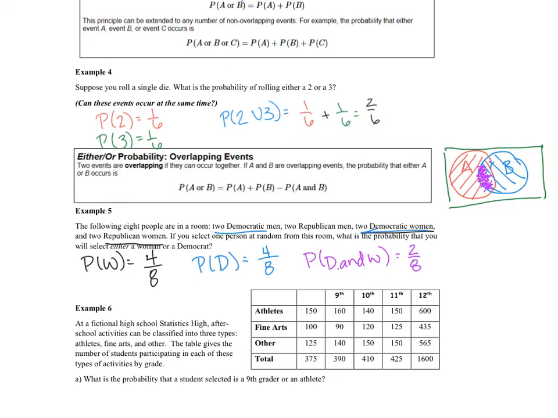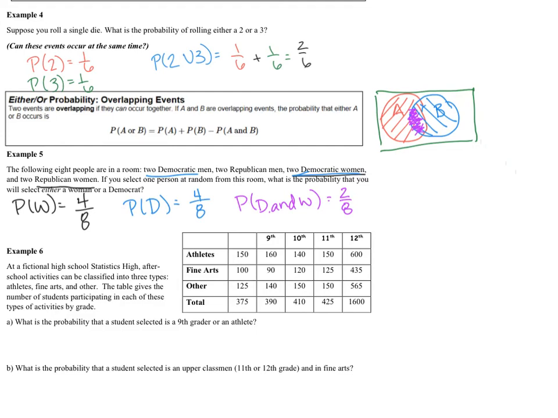So when we do this, addition rule says to add the 2 events and then take off their intersection because you've added it twice. So I'm going to add 4/8 plus 4/8. I'm going to subtract out this 2/8 because I'm taking away the fact that I've added these Democratic women twice. And so when I get this, I get 6/8, or 3/4.